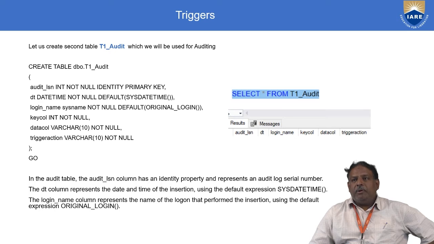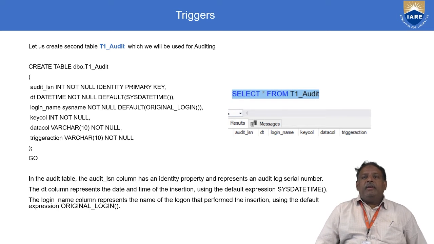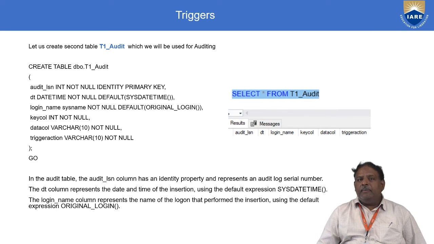I'm creating a table called T1_audit having the following columns: audit_LSN, an integer, not null, identity primary key, followed by a datetime. When that record is inserted, I'm using GETDATE as the default date. Then login_name, using the system user, that is the user who has made this change. Then the value of the key column, the value that has been inserted or deleted in the data column, and the trigger action. So there are 6 columns here, right?